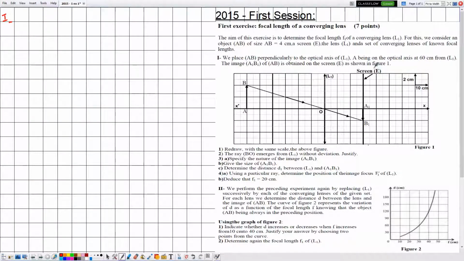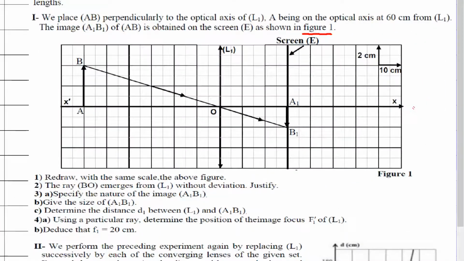So they mentioned the figure, so now I can use it. Then number 1. In number 1 they are telling me to redraw with the same scale the above figure. Notice that here in the figure the direction of propagation of light is not indicated, but from these arrows on the incident ray and on the emergent rays we can know that the direction of propagation of light is from left to right.